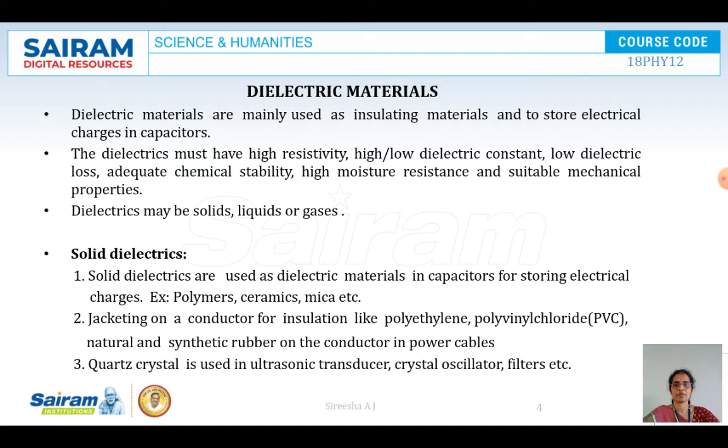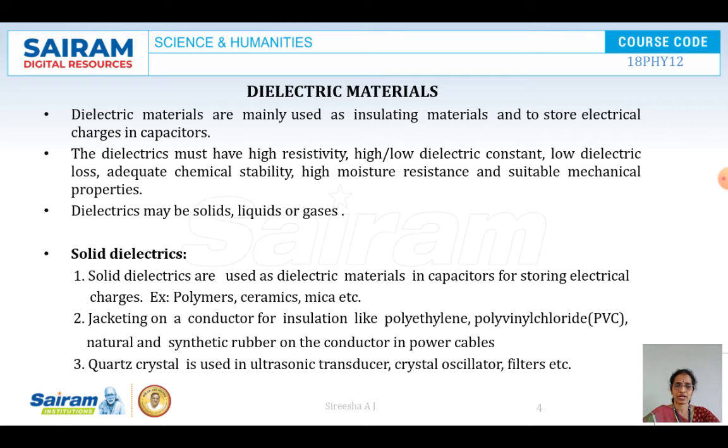Dielectric materials are mainly used as insulating materials and to store the electrical charges in a capacitor. So we know that dielectrics can be used as a material to store the charges, which is used in capacitors. The dielectrics must have a high resistivity, high or low dielectric constant, low dielectric loss, adequate chemical stability, high moisture resistance and suitable mechanical properties.